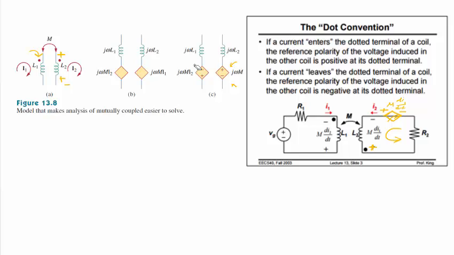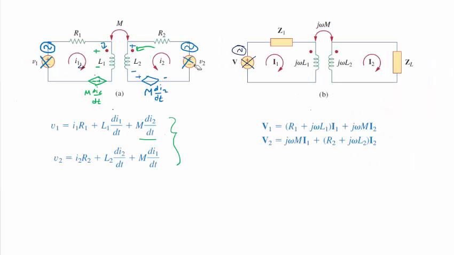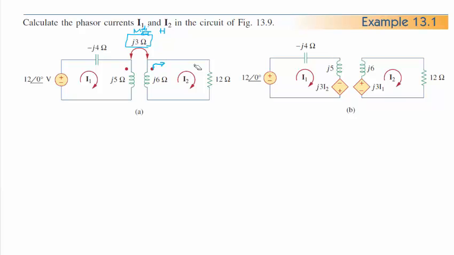My dot convention says if current is leaving the dotted terminal of a coil, the reference polarity of the voltage induced in the other coil is negative at its dotted terminal. So that means that this current is leaving, so the induced voltage on this other coil is going to be negative at the dot. So my induced voltage is going to be in this direction on the primary side.